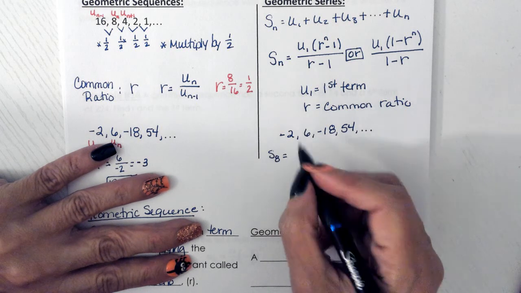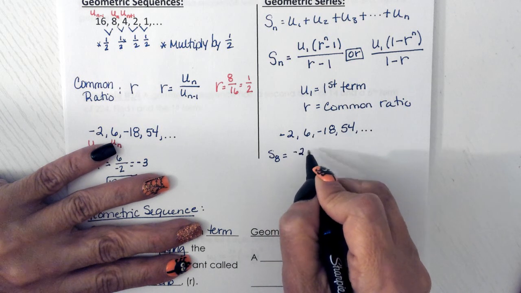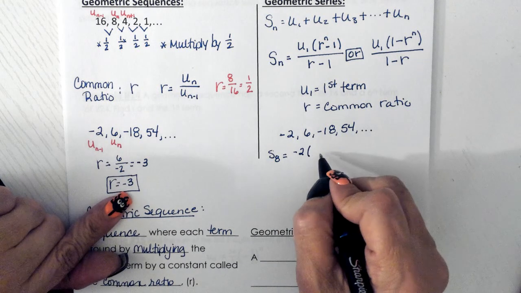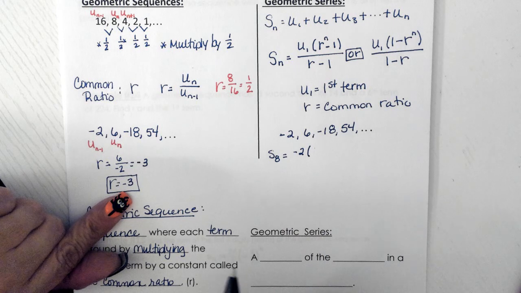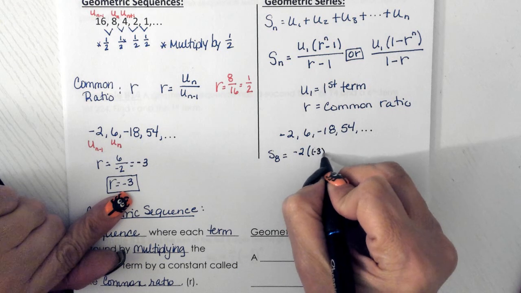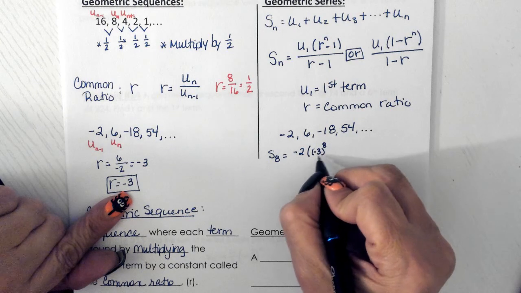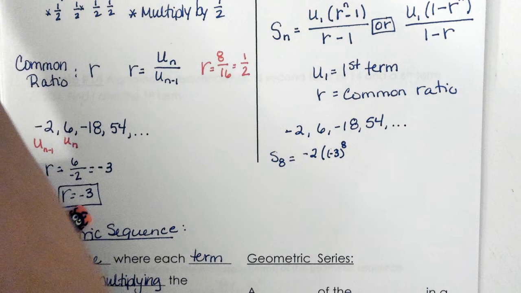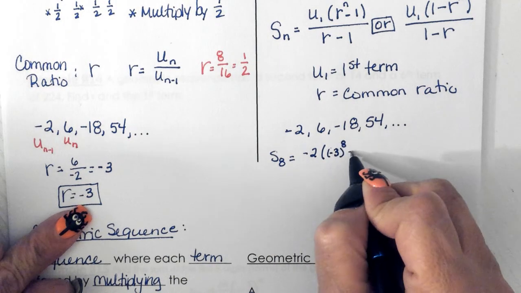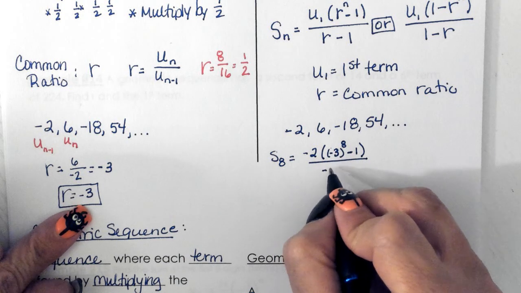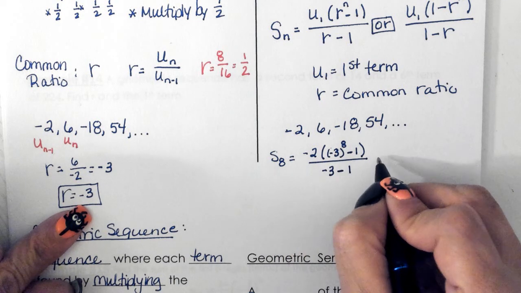So we're going to say U1, which is -2, times the common ratio. Did we find the common ratio? It was -3, right? So be very, very careful on this. We're going to say (-3) to the 8th power, and -3 is inside parentheses. Don't let that mess you up. Minus 1, all over -3 minus 1.